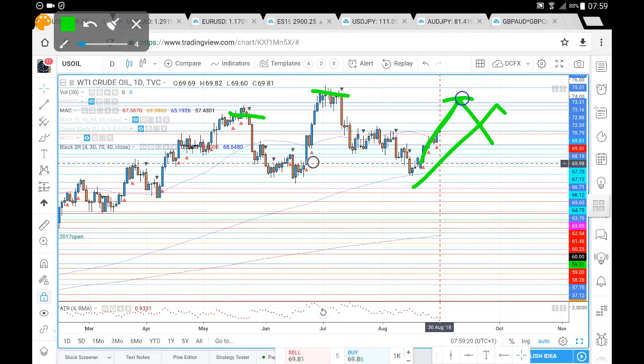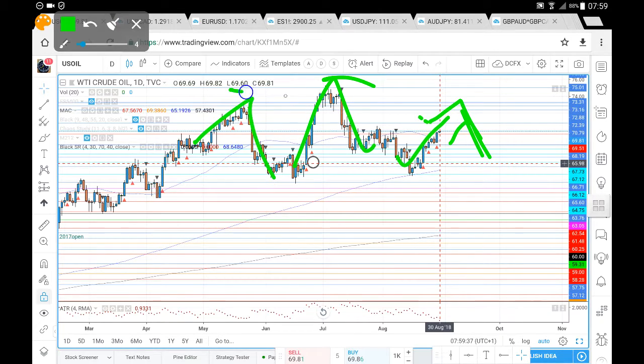Of course, we could have prices head up towards that 72, 73, have a brief pullback, have further continuation, test the $75 and have further continuation, thus invalidating the bearish head and shoulders pattern. But if we do see a turnaround here in around that $72 to $73 a barrel mark, we may just see that bearish head and shoulders pattern play itself out here on the US oil.